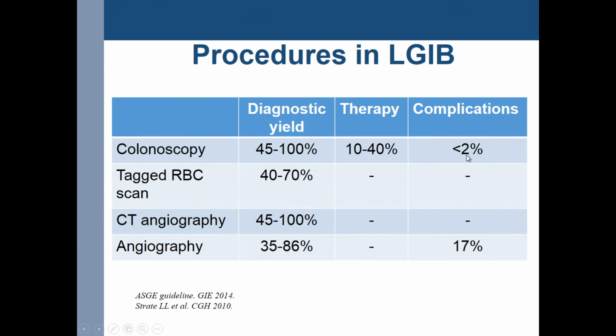At the bottom, angiography can also be used to render diagnosis anywhere from 35 to 86% of the time, as well as therapy. However, note that the complication rate is significantly higher with angiography at about 17%. Tagged red blood cell scan as well as CT angiography are both available to provide diagnosis only in these patients.